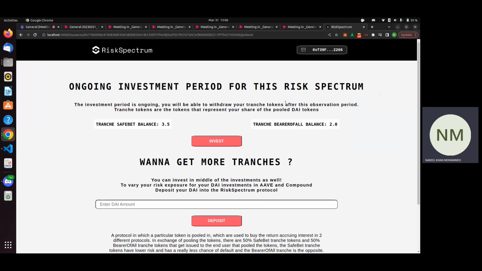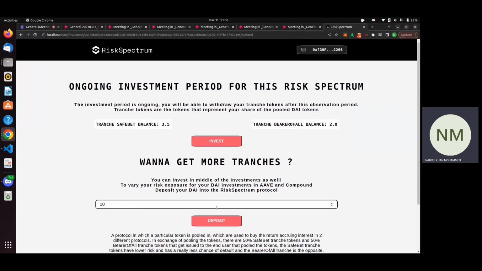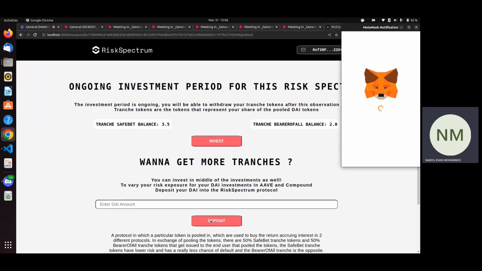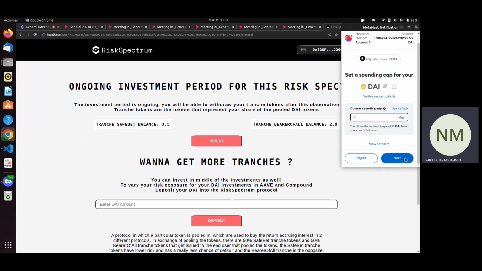I can do that, but there's a catch. I would not exactly get the same amount of safe bet tranches and better fall tranches that I did initially before the investment period started. There should be a difference because the DAI that you get per tranche is different, right? There has been some interest which might have accrued, right?